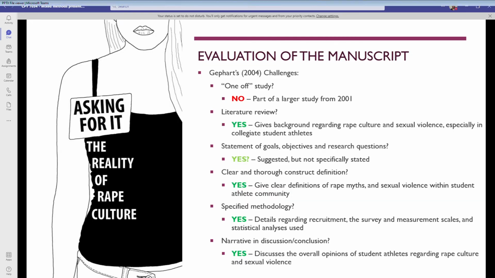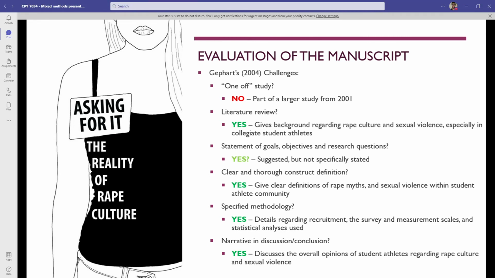So evaluating the manuscript, looking at its parts and challenges. First of all, this research was not a one-off study. It was actually part of a larger study at the university in which information about sexual violence and student athlete culture was collected from male and female sophomore and junior students during the 2001-2002 school year, and that was also a mixed method study. So this present study that we analyzed is building off of that.